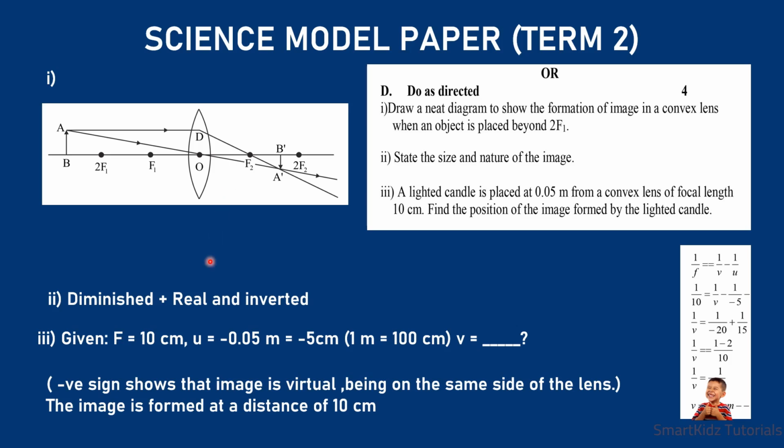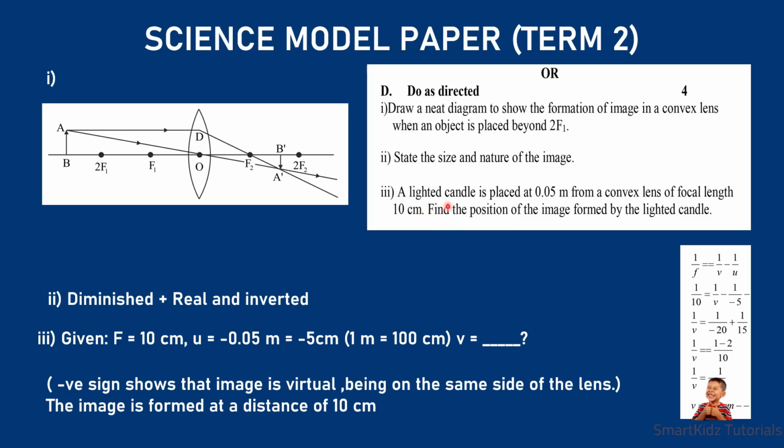So you have this, do as directed, question 4D, 4 marks. Draw a diagram to show the formation of an image in a convex lens where an object is placed beyond 2f1. The image that is formed is real, inverted, and diminished. That's what we say about the size and nature of the image. And we are given a problem.